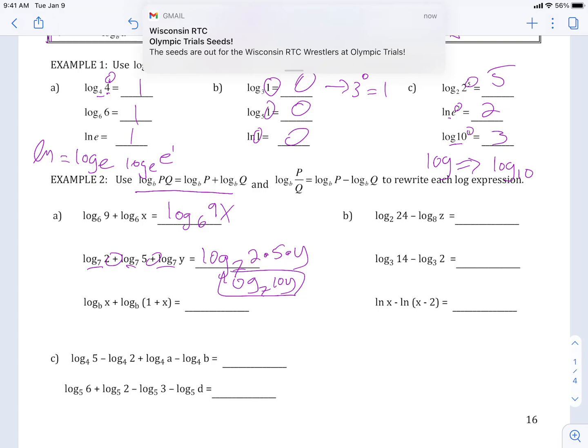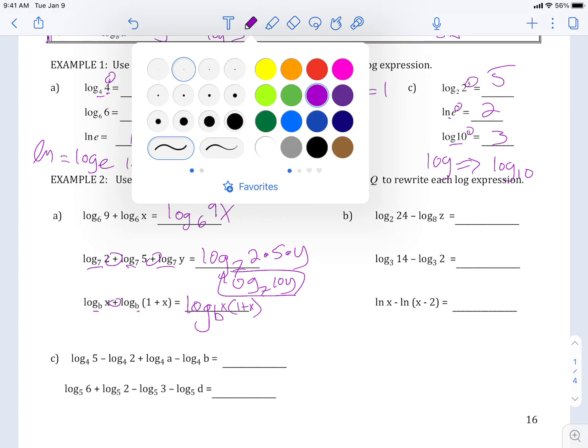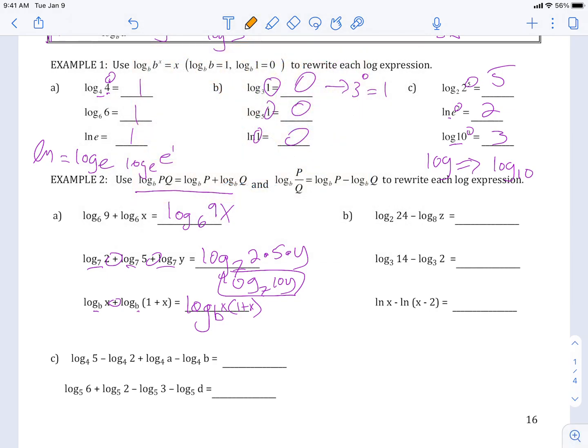All right, b, same base, I'm adding them, which means I can condense it to a single log. So that's going to be x times 1 plus x with a single logarithm. The division works the exact same way. So subtraction, I'm just writing it as a division problem. So log, oh, this is base 8, so I can't do anything there. So I think we messed up there. So that's just log base 2 of 24 minus log base 8 of z.